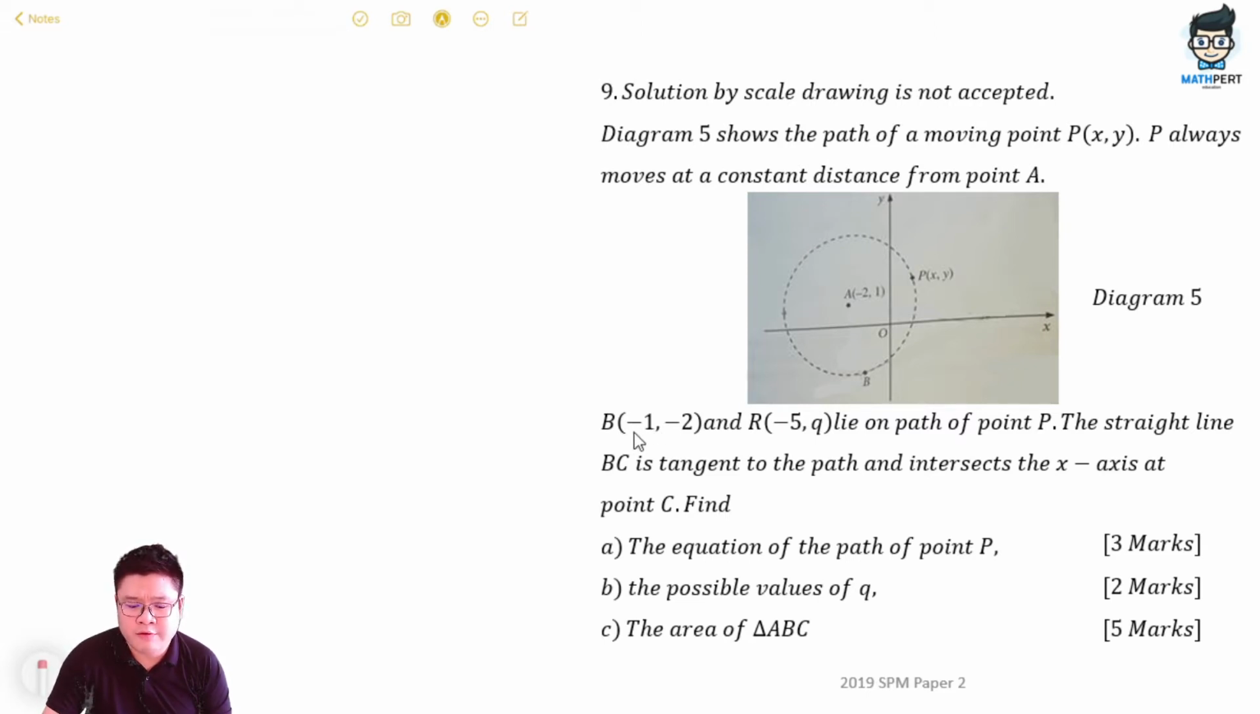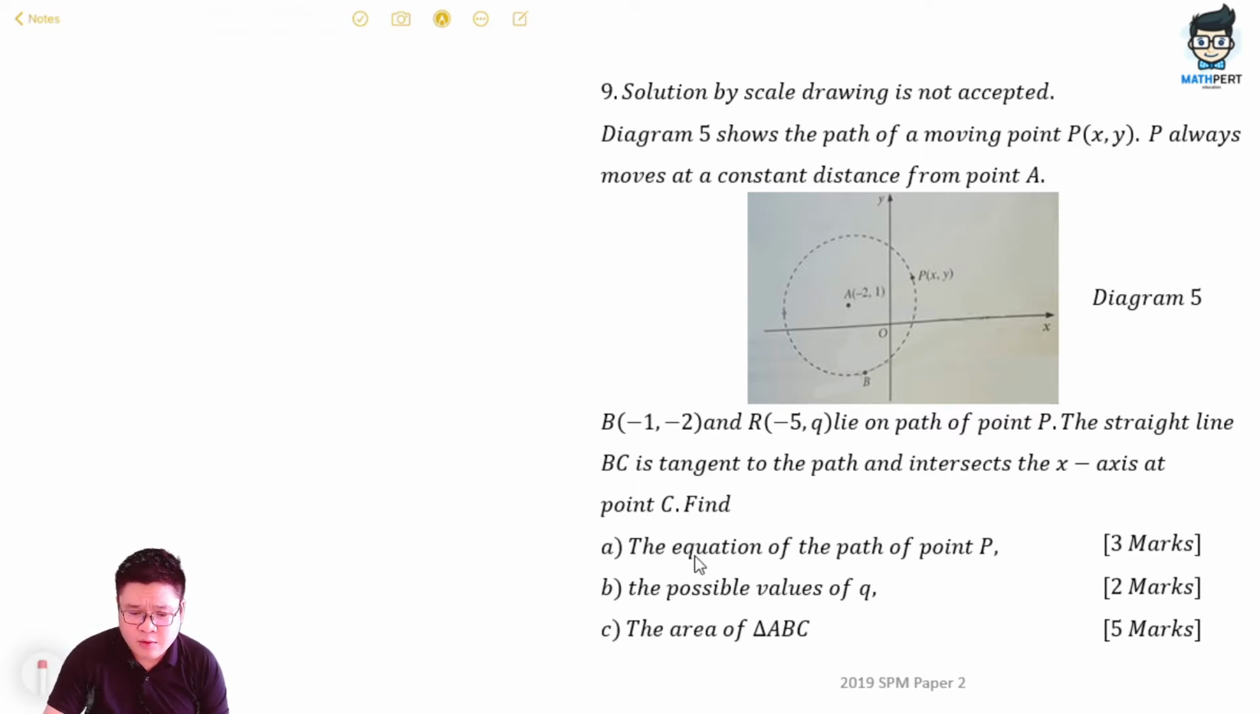So B is (-1, -2), and R is (-5, Q), and R lies on the path of point P. The straight line BC is the tangent to the path and intersects the x-axis at point C. Find the equation of the path of point P, the possible values of Q, and the area of triangle ABC. Part A has 3 marks, part B has 2 marks, and part C has 5 marks. In total, you have 10 marks for this question 9.